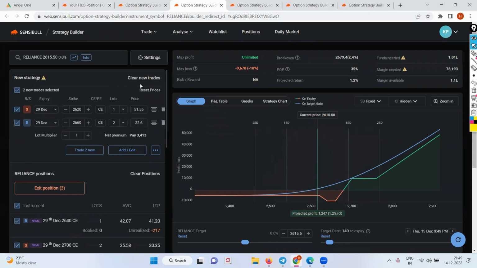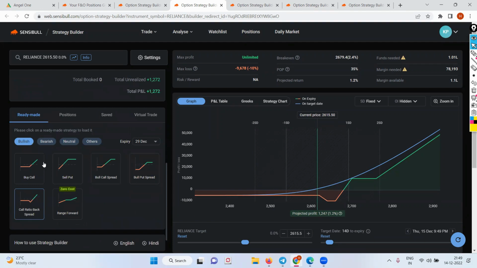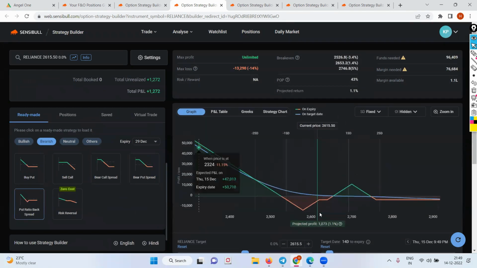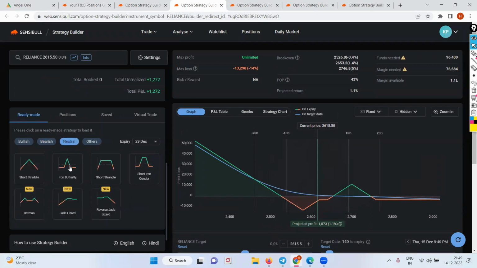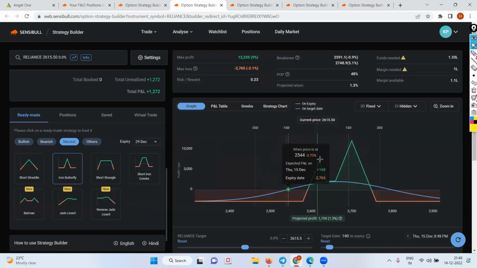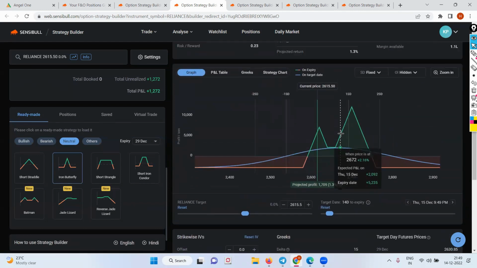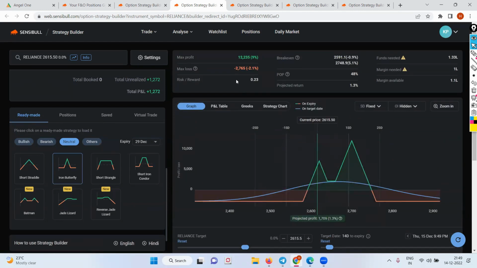Okay, let me show you one more example. Let me go for the put back ratio that we have already discussed. This is the way you have to do it. Let me show you one more thing. What will happen if I deploy an iron fly? See, have you ever thought, the moment you are deploying an iron fly, your loss is only 2,766. Your loss is 2,000 on the upside, but you still have the 9% potential profit. And this is very good. Now you have to manage it like an iron fly.